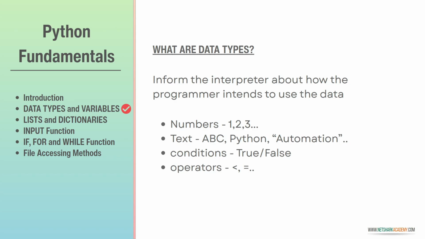So what are data types? In Python programming, data types are classifications that tell the interpreter how the programmer intends to use the data. In other words, data types define the kind or type of data. For example, numbers, text, and conditions like true and false are different data types. Understanding data types is essential because it helps you write correct and efficient programs.